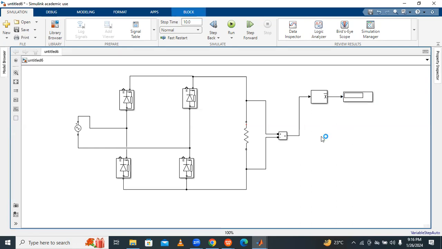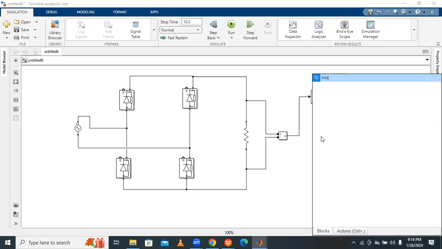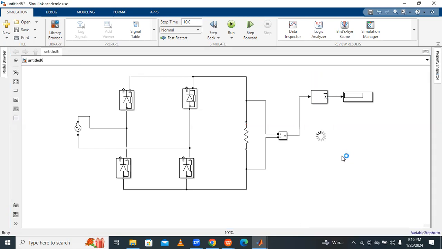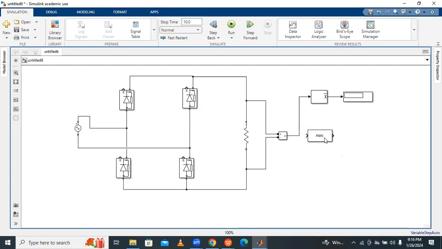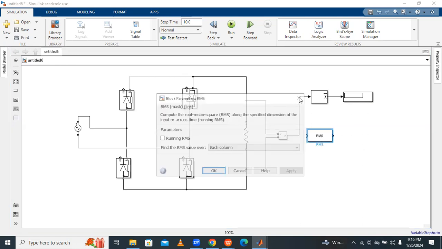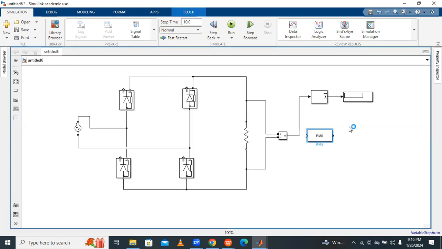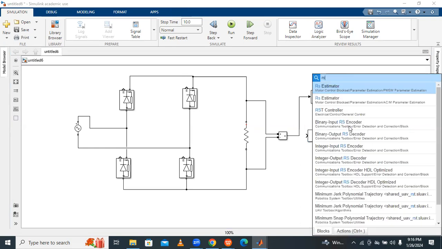Next, to display the RMS value, take RMS. Open this RMS block and take another RMS.